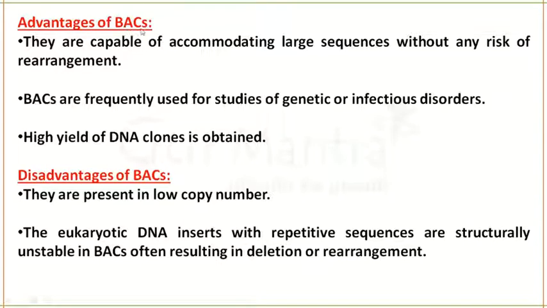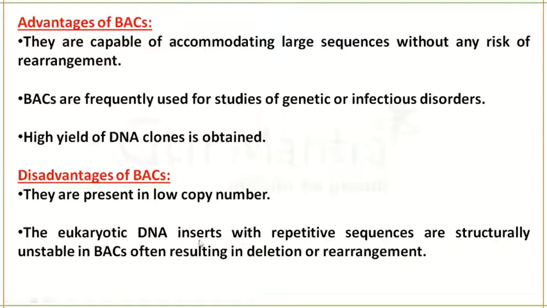Advantages of bacterial artificial chromosome. They are capable of accommodating large sequences without any risk of rearrangement. So good, they can accommodate large sequences. They are useful for studies like genetic and infectious disorders. High yield of DNA clones we can obtain from BACs. Disadvantage is that it has low copy number. Low copy number means within a bacteria, the number of BACs will be very less.